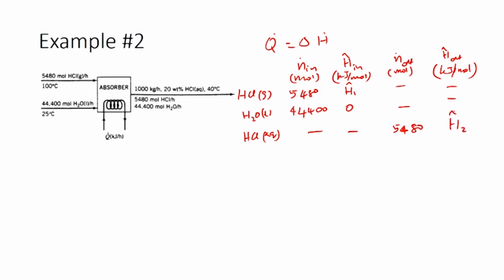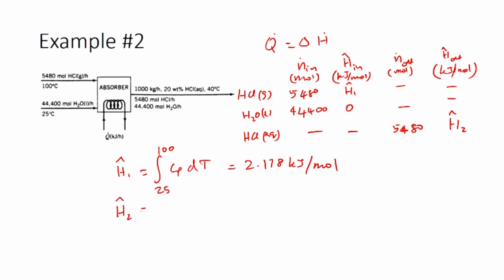Now, we need to calculate H1 cap and H2 cap. H1 cap is simple, H1 cap is basically integral Cp dt, where Cp is the specific heat capacity of HCl gas, and the condition goes from 25 degrees Celsius, which is the reference state, to 100 degrees Celsius, which is the temperature at which HCl is coming in. So, using the Cp value for HCl gas, we can calculate H1 cap as 2.178 kilojoules per mole. Now the next step is to identify H2 cap. How do we do that?